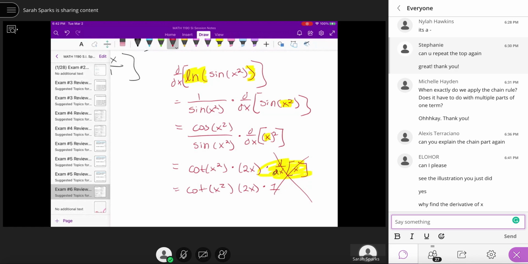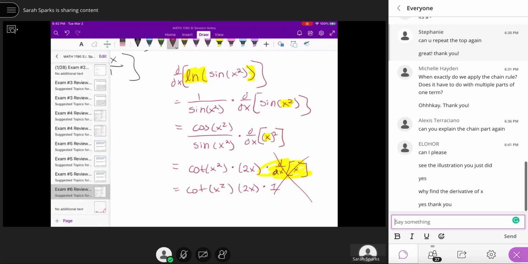Does that make sense? It's just purely illustrating that we're using chain rule even if we don't explicitly state it when we're using a power rule.